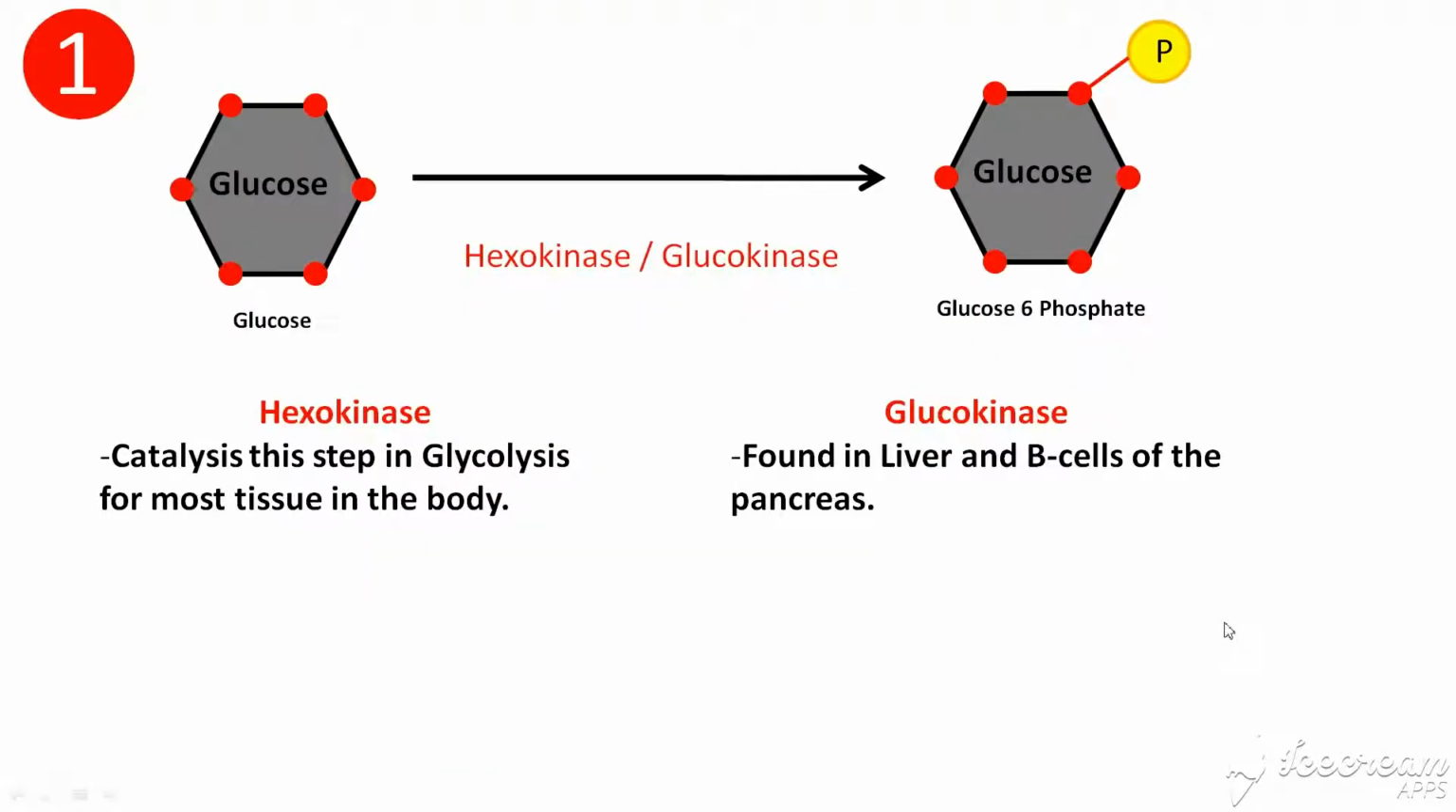So the first important reaction to know is going to be the conversion of glucose to glucose 6-phosphate. Now this reaction could be catalyzed by 2 enzymes, either hexokinase or glucokinase, and this depends on the tissue that you're in. So glucokinase is going to be found in the liver and in the beta cells of the pancreas, and hexokinase is going to be found in pretty much any other body tissue.